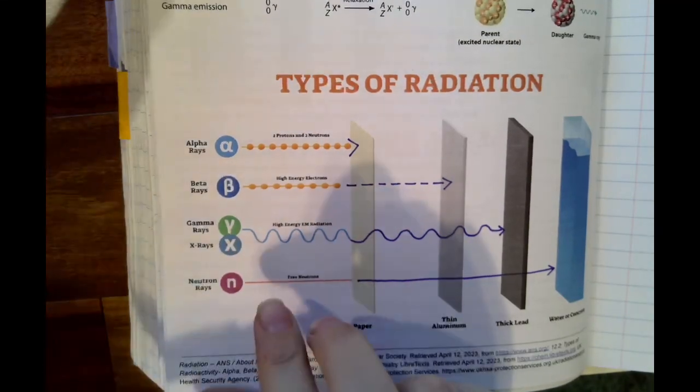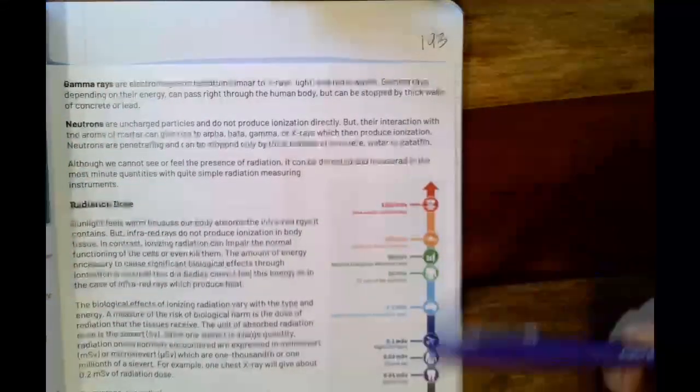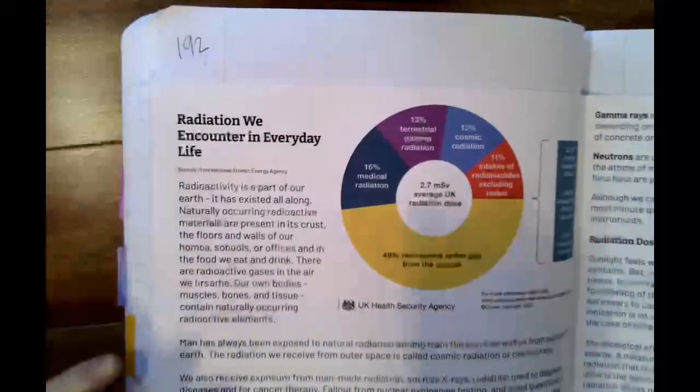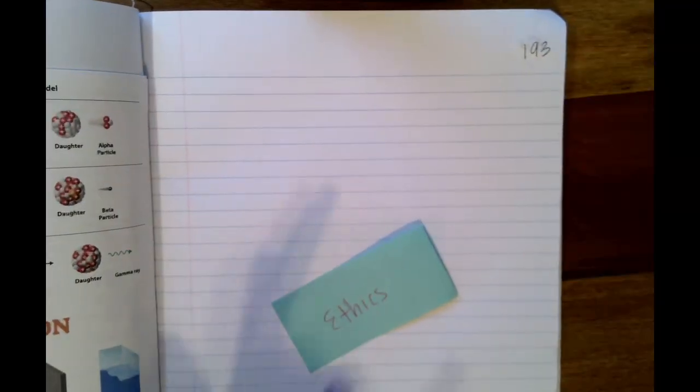So, I'd like you to open this up and read about radiation we encounter in everyday life. It'll actually tell you where you get some of that radiation and how much is too much. And I'd like you to read and annotate as you go, because this is important to understand. The reason it's important to understand is that next we're going to be doing a little thinking about ethics.